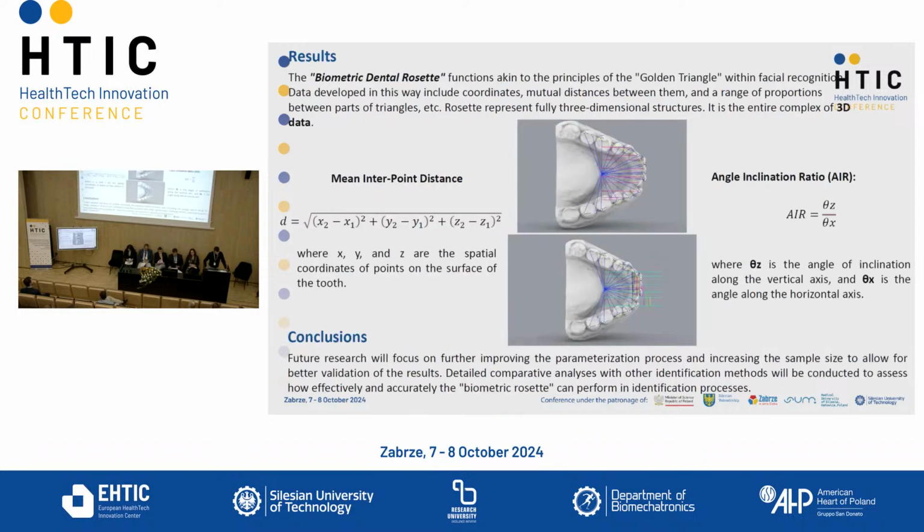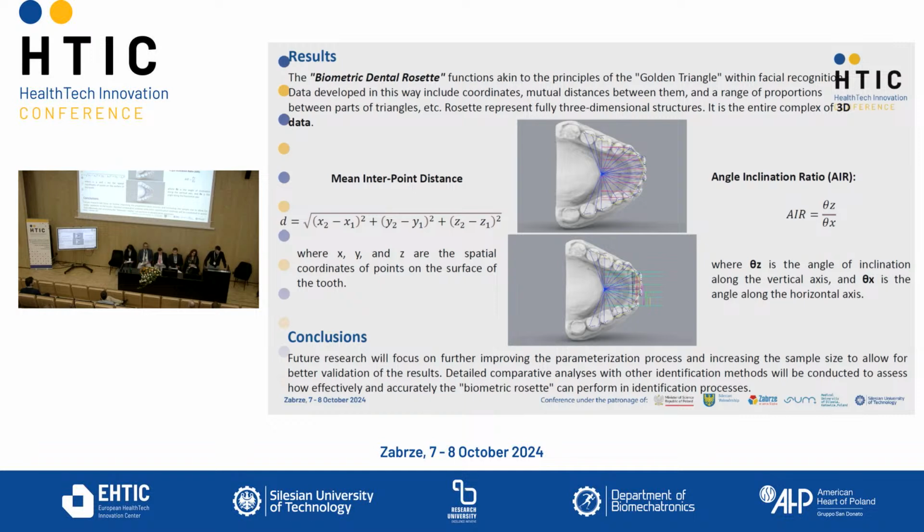One such element of parameterization is, for example, the mean interpoint distance, which measures the average distance between key points on the surface of the tooth. By applying Euclidean metrics, it is possible to measure this distance in 3 dimensions. Using the coordinates of characteristic points on the surface of the tooth allows the detection of subtle correlations between the teeth, which is critical for precise identification.